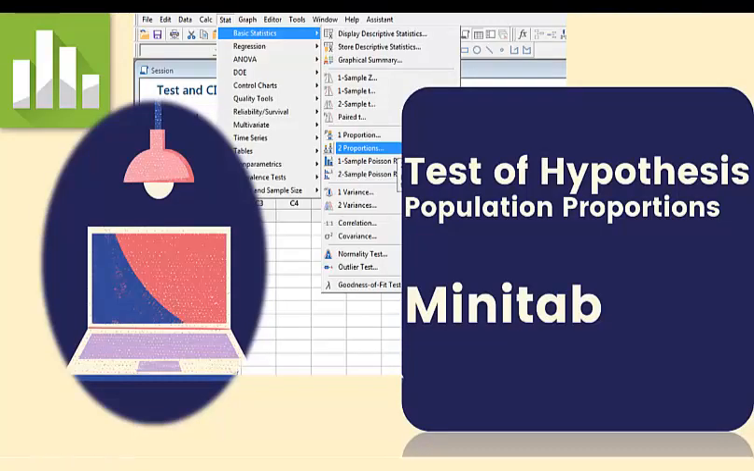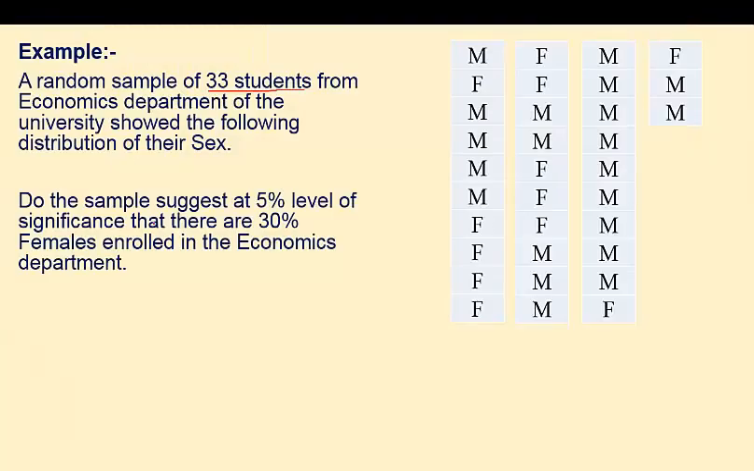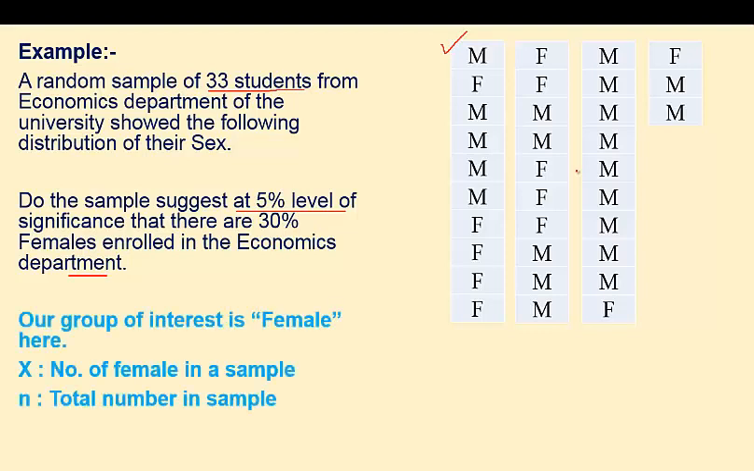So let us just go to the example. The first example is about a random sample that has been taken from an economics department, about 33 students of the university, and we have just noted down their characteristic, that is sex only. So does the sample suggest at 5% level of significance that there are 30% females enrolled in the economics department? So we just want to test the hypothesis of whether the population proportion is 30% for female students in the department based on this sample of 33 students.